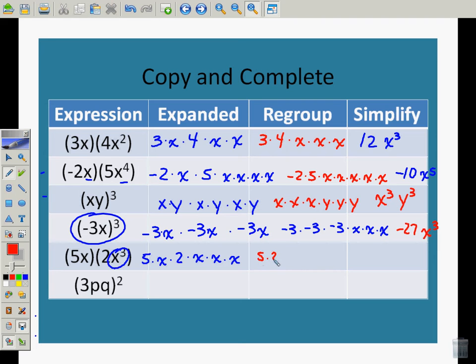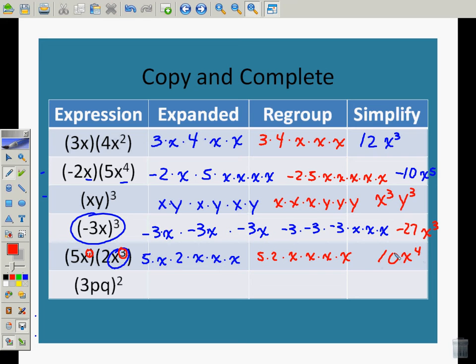5 times 2 times x times x times x times x. Notice, x to the first, x to the third gives me x to the fourth. 5 times 2 is 10 once again.